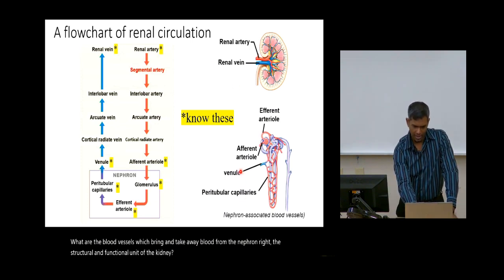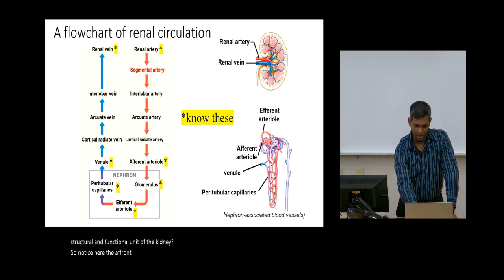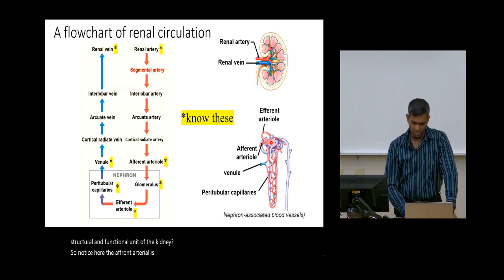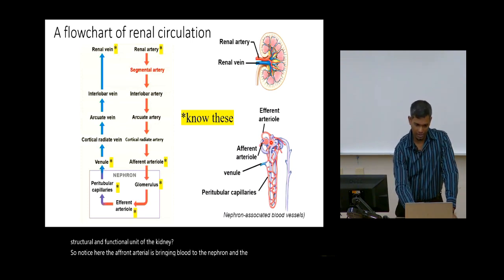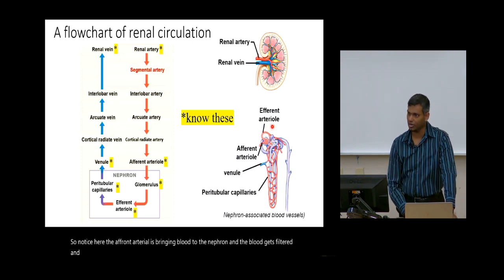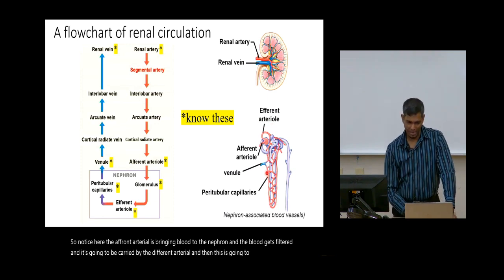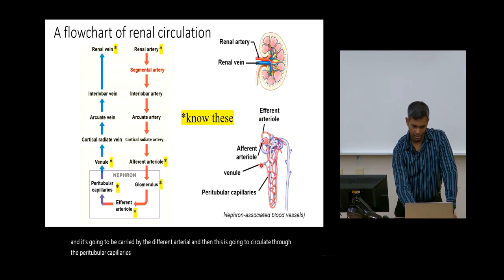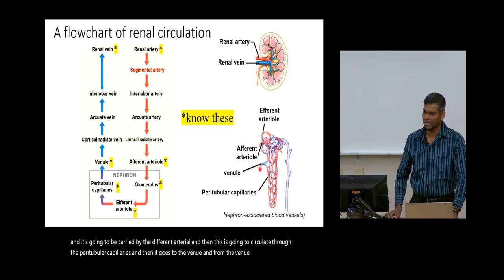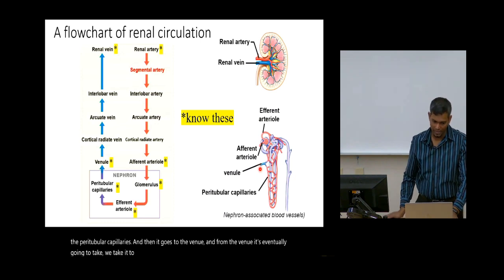So notice here the afferent arteriole is bringing blood to the nephron, and the blood gets filtered and it's going to be carried by the efferent arteriole, and then this is going to circulate through the peritubular capillaries, and then it goes to the venule, and from the venule it's eventually going to be taken to the renal veins as well, right?